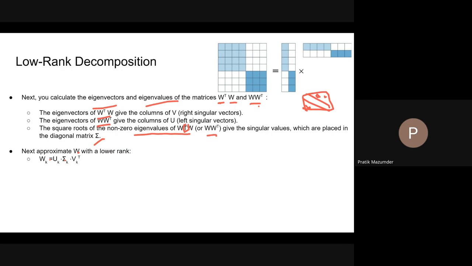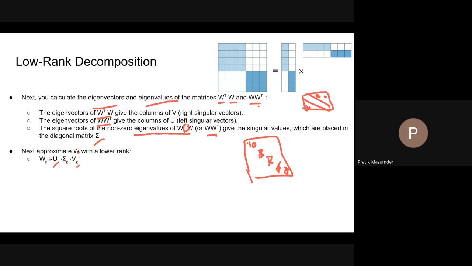Once you have that, I have still not achieved my solution. What I need to do is come up with a lower rank approximation for W, for which I'll have to reduce the rank of these matrices. And how can I do that? I can do that by looking at your diagonal matrix. The diagonal matrix will have some non-zero diagonal values. Suppose it has 10, then 5, then 6, then 7, then 8. Sorry, this will be 8, 7, 6, 5.